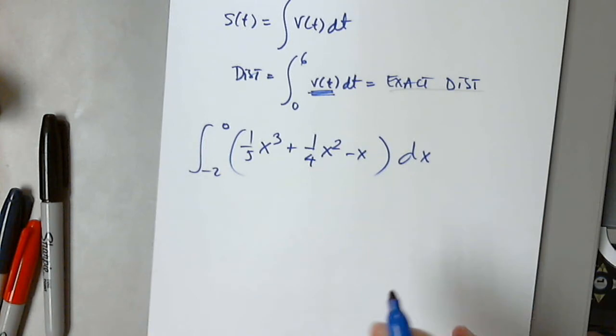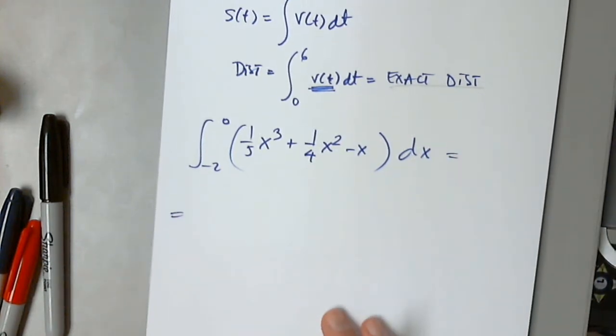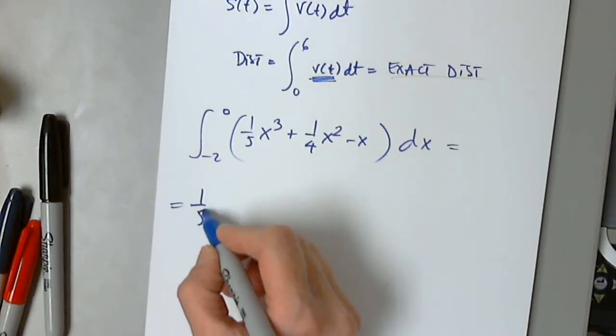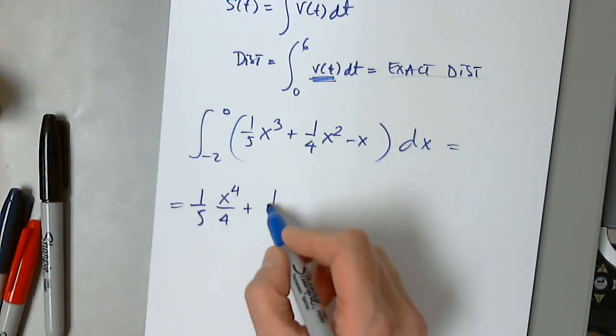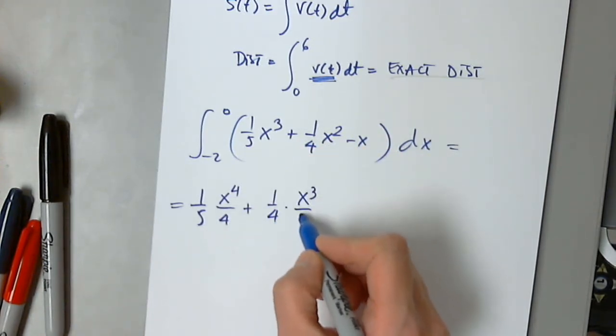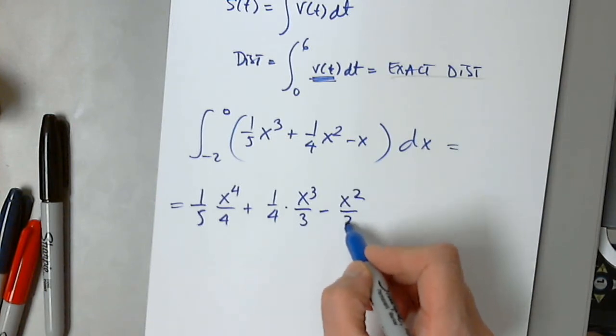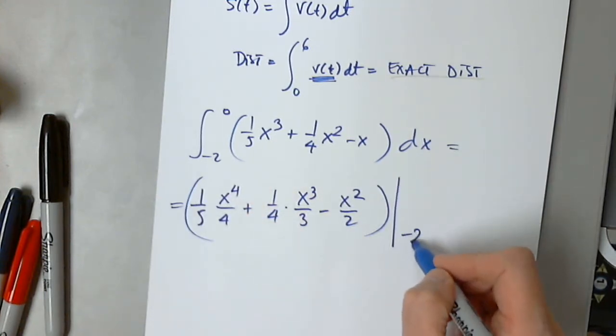No problem. Okay, so let's find the antiderivative. 1/5 is 1/5. Of course, x to the fourth over 4 plus 1/4 x cubed over 3 minus x squared over 2. Everything from -2 to 0.